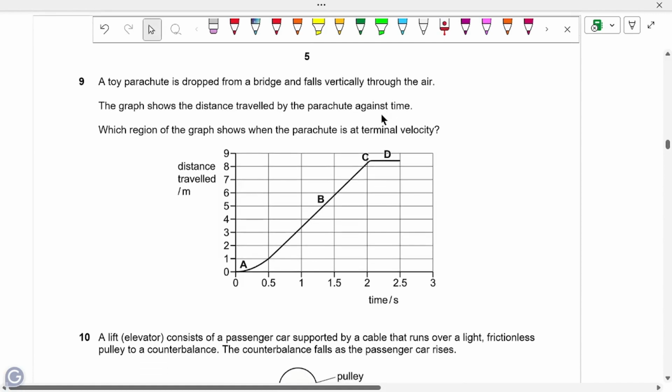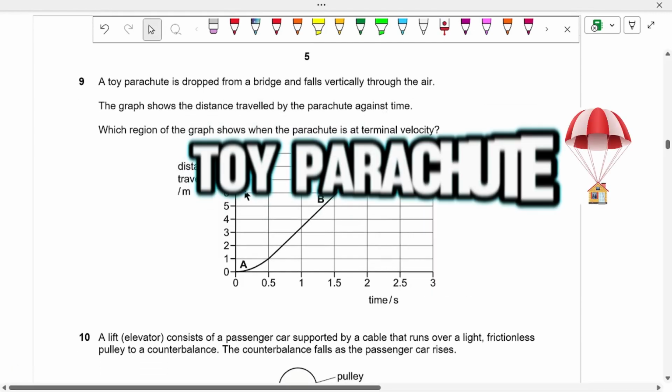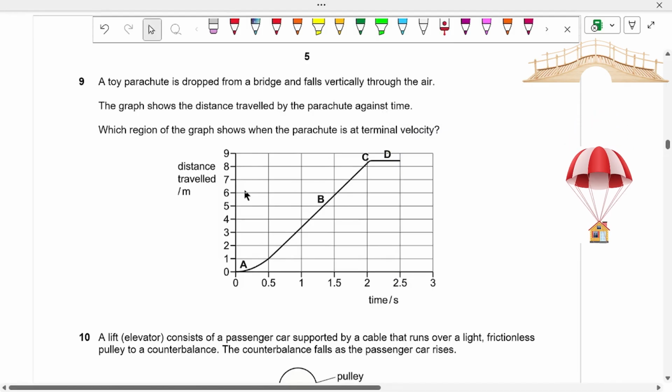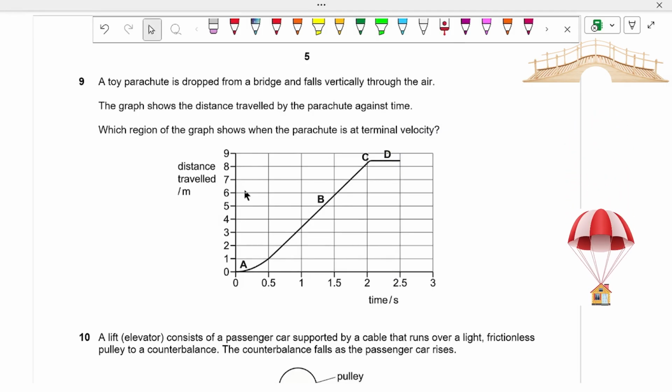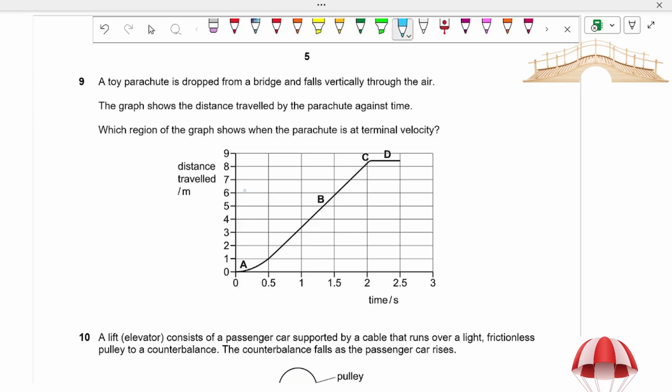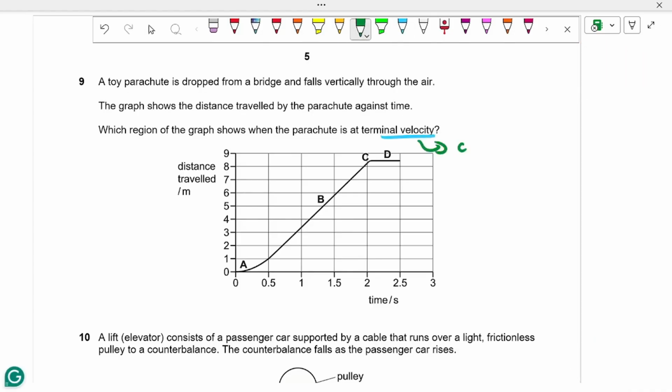Okay, question 9. We have a toy parachute. So I give you a parachute, I give you a bridge, then that parachute drops from that bridge and it falls and it falls and it falls. We want to understand the region where we reach terminal velocity. Terminal velocity is just a constant velocity. So it's a distance-time graph, and a constant velocity is experienced where we have a constant gradient, because velocity is the gradient of a distance-time graph.